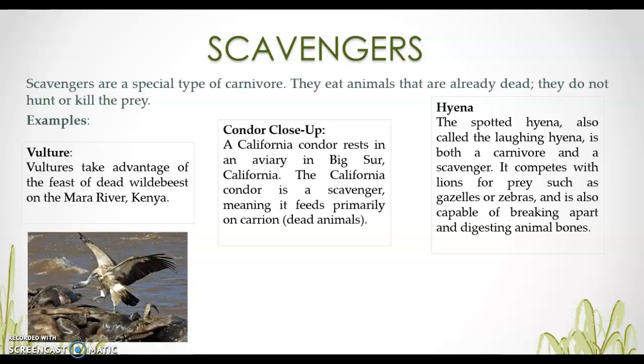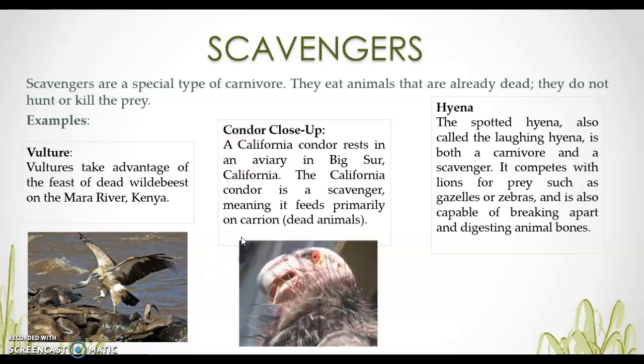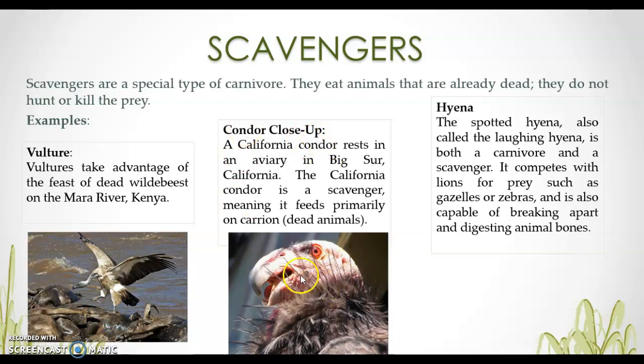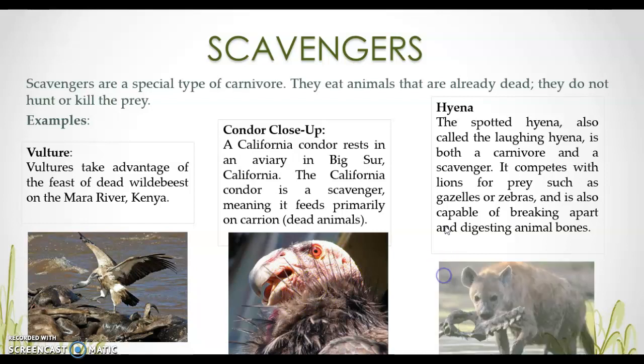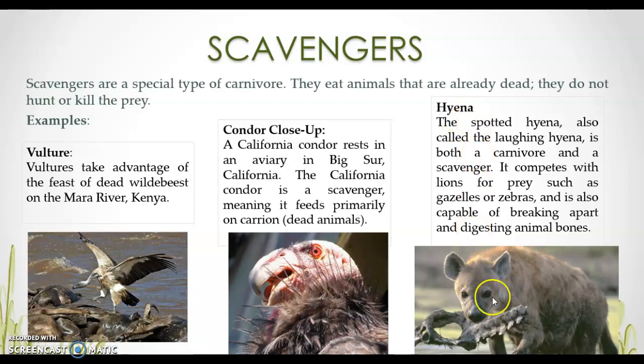Take advantage of the feats of that wild beast. Lo que se está comiendo ahí este buitre son cuerpos o pedacitos de los cuerpos de unos gnus que murieron ahogados. ¿Listo? Another example is the condor close-up. El cóndor generalmente se come partes de cuerpos de animales que ya están muertos. And the famous hyena, yes.